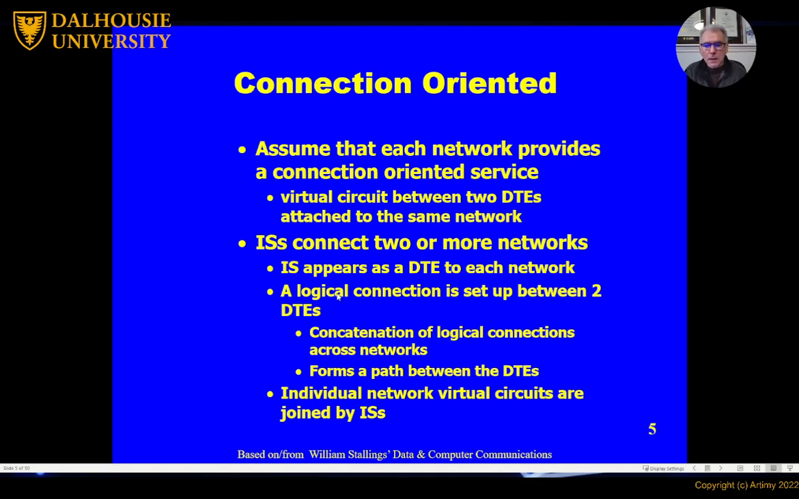So any logical connection between two endpoints happens by making these smaller point-to-point connections, or a concatenation of logical connections across the network, right? To get a packet from one end to another, we have to jump across multiple hops, right? And that will build our path, right?